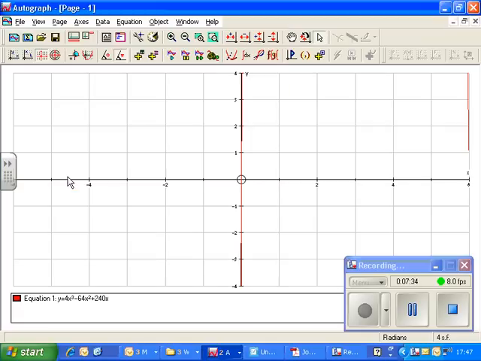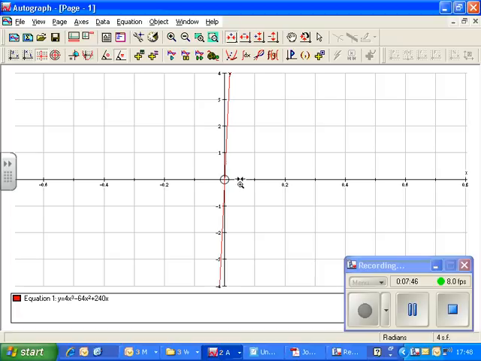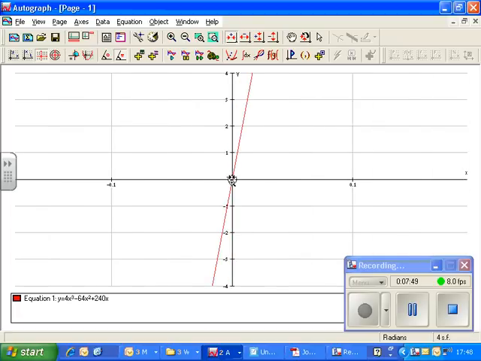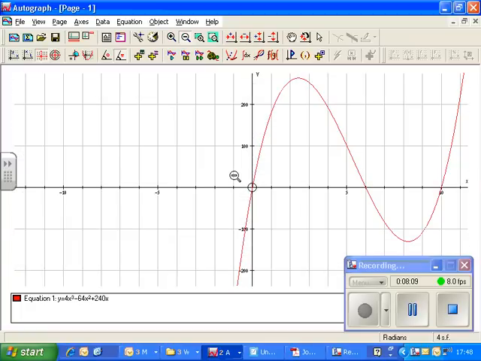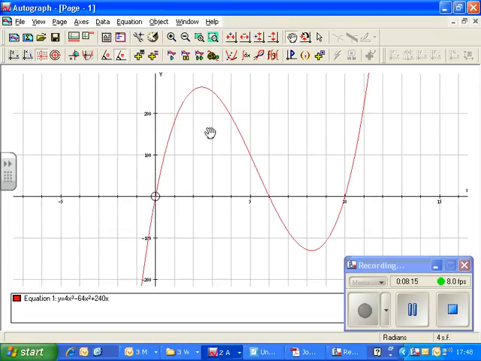Now, it's all squashed into a small area, so what I need to do is zoom in on this x-axis, and hopefully it will start to expand out. Now, something weird going on here. 4x cubed minus 64x squared plus 240x. I shouldn't be getting a straight line like this. Let me zoom out. Have I missed part of it? Is it curving off at all? Ah, here we go. There's a function. So here's the function drawn out.